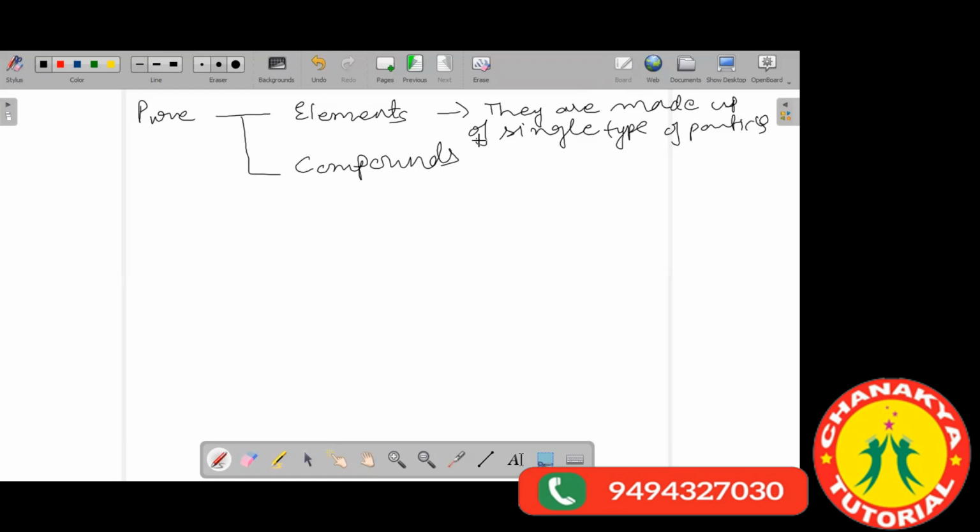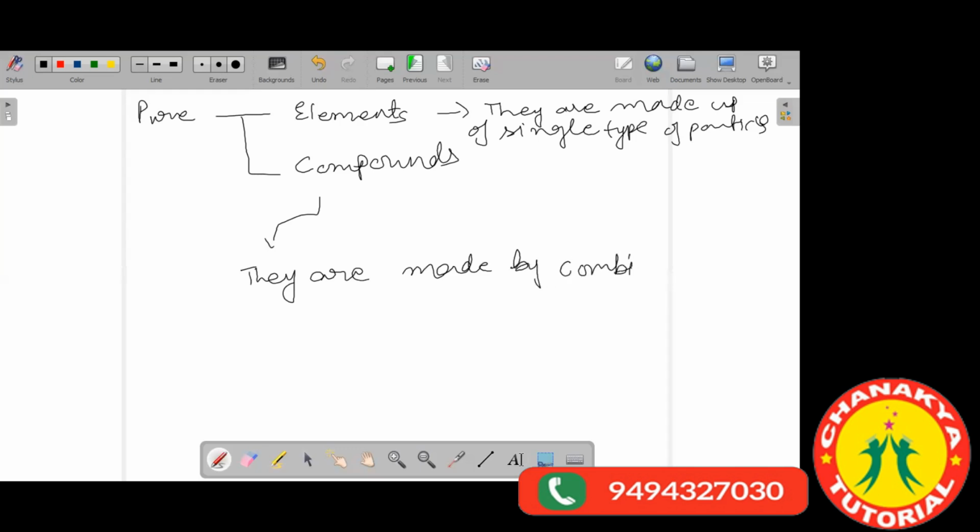They are the purest ones. They are similar in all respects. The atoms of an element are similar in all respects. For example, if you find the atoms of carbon, the atoms of carbon will be similar to each other. Now compounds, they are made by combining the elements in fixed ratio.